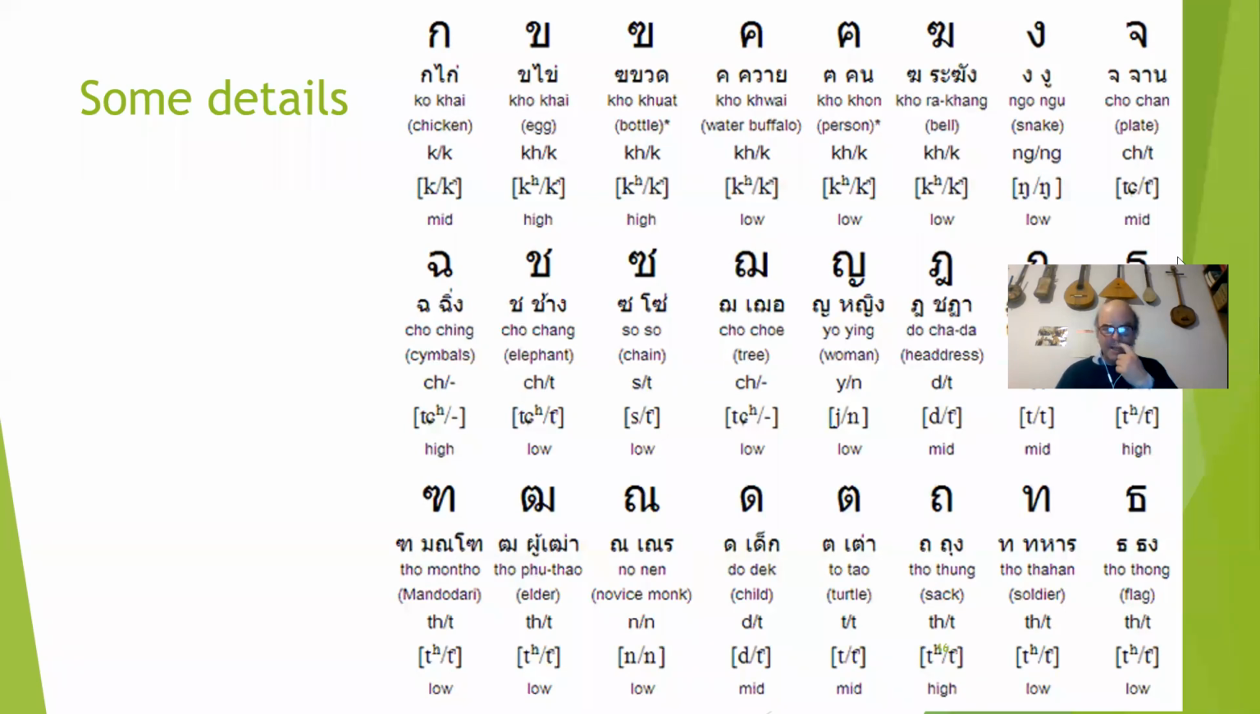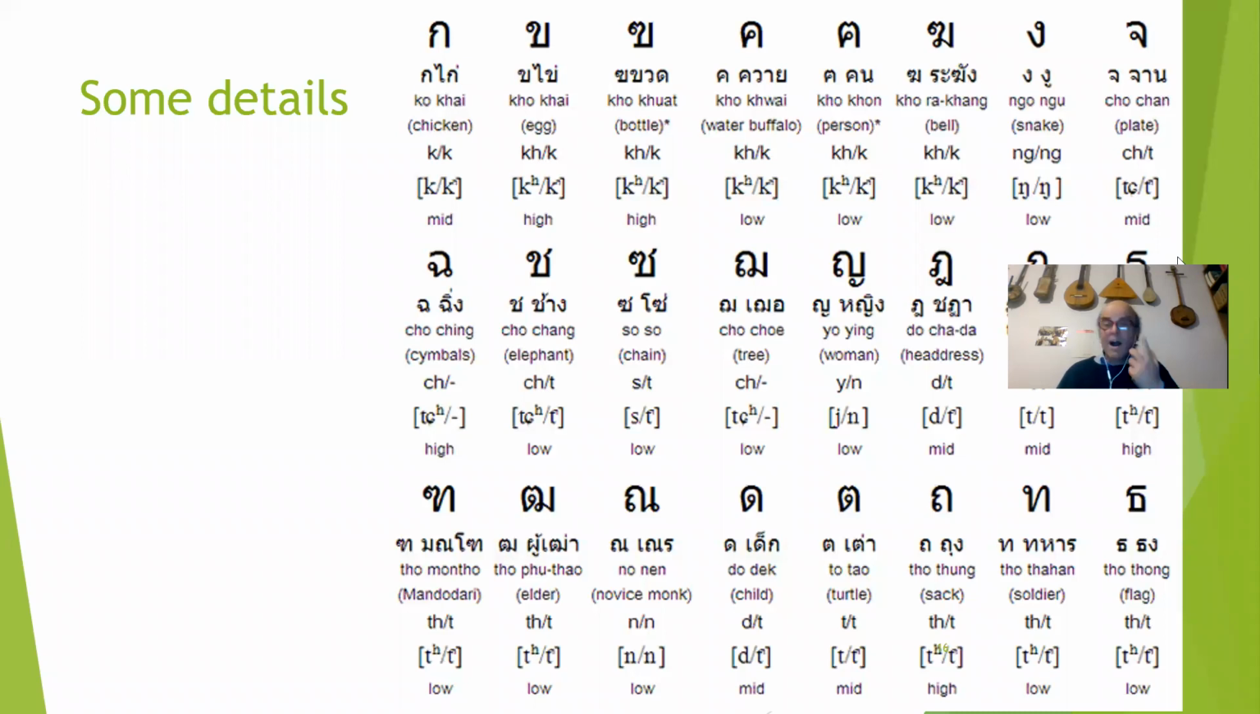Now, those of you who've been listening will notice that there are 5 different ka in this. So there is ko kai, ko kwat, ko kwai, ko kon, and ko rakang. There are 5 different ko sounds. The first 2 are pronounced with a rising tone, ko. The last 3, ko, ko, ko, are pronounced with a mid-tone. And then to finish off that group, you have ngongu, which is the snake, ngo.